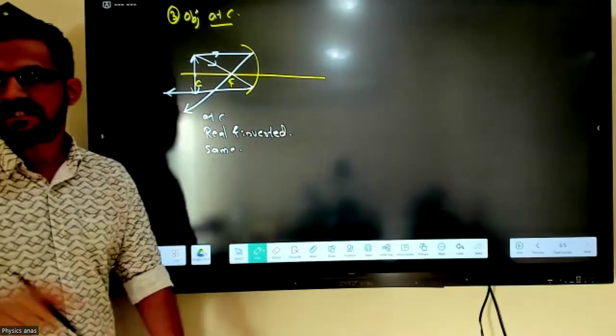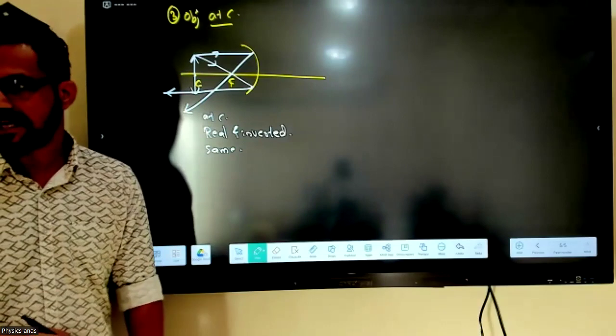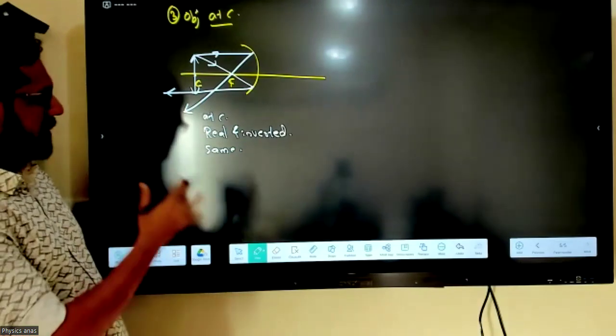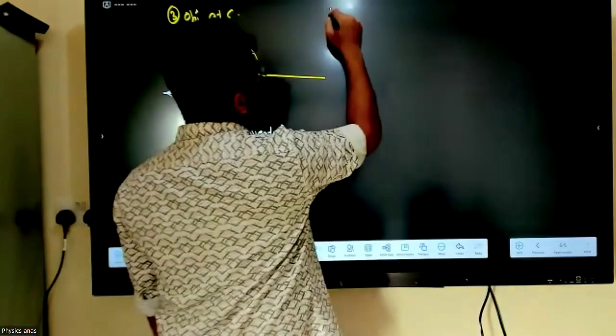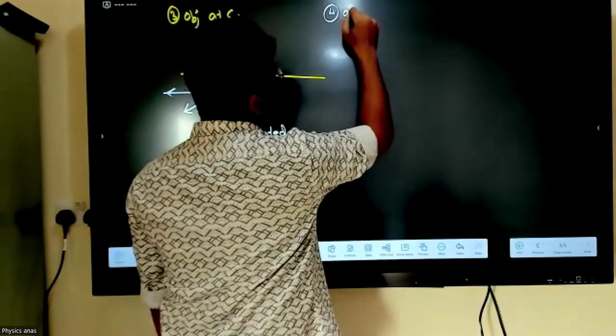Size will be same. The same size of the image will be obtained. And is there anything else? No, that will be enough. And the fourth one. What is the fourth one?